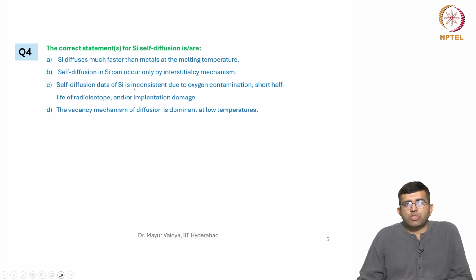Third, self-diffusion data of silicon is inconsistent due to oxygen contamination, short life of radioisotope and implantation damage. This is correct because there is more scatter in the data available on silicon self-diffusion than, for example, in germanium, because oxygen readily forms silicon oxide, and the extent to which it is formed also brings out certain errors in the measurement. Then fourth, the vacancy mechanism of diffusion is dominant at low temperatures. This is correct. At higher temperatures, it is the self-interstitials which dominate silicon self-diffusion. So, the correct answers are C and D.